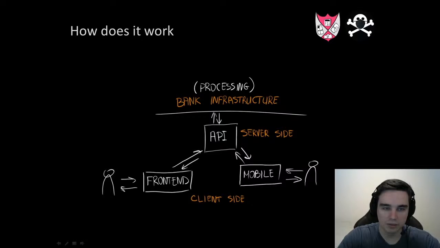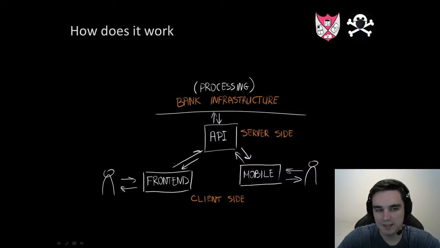Let's talk about how it works. It is a very simple image, but it is good for showing what we're going to talk about. We are not going to talk about the bank's infrastructure, about processing and other very complex things. It is magic for us today, like a black box. We're going to talk about the server side, the API, the front end, and mobile.